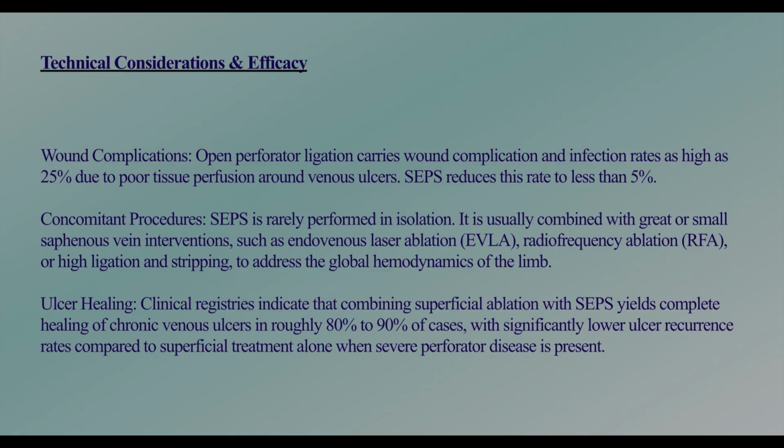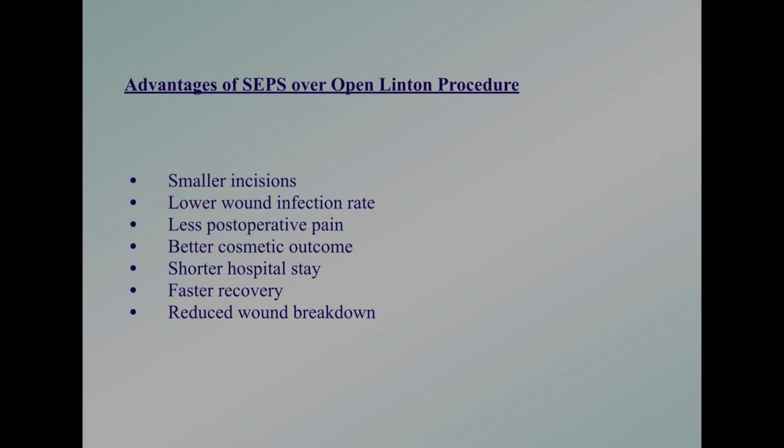Ulcer healing. Clinical registries indicate that combining superficial ablation with SEPS yields complete healing of chronic venous ulcers in roughly 80 to 90% of cases, with significantly lower ulcer recurrence rates compared to superficial treatment alone when severe perforator disease is present. Advantages of SEPS over the open Linton procedure: small incision, lower wound infection rates, less postoperative pain, better cosmetic outcome, shorter hospital stay, faster recovery, reduced wound breakdown are the advantages.